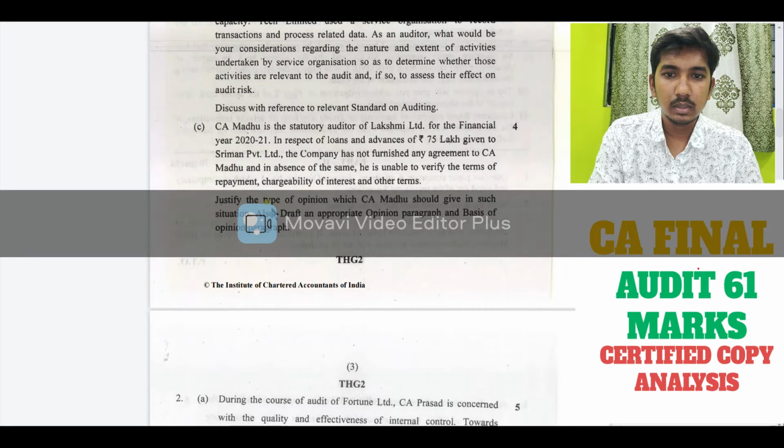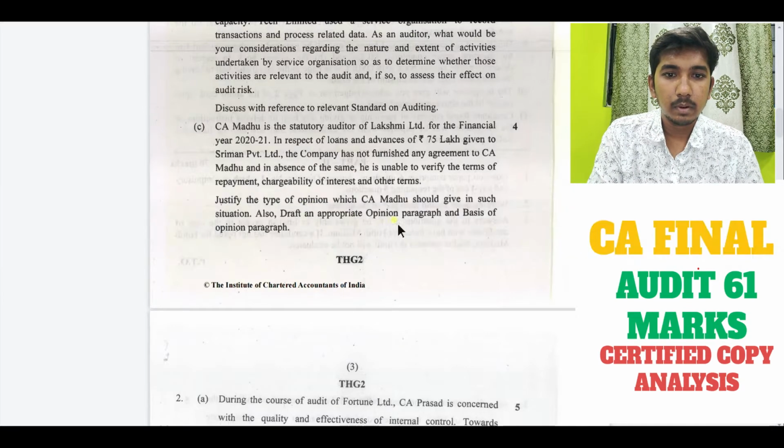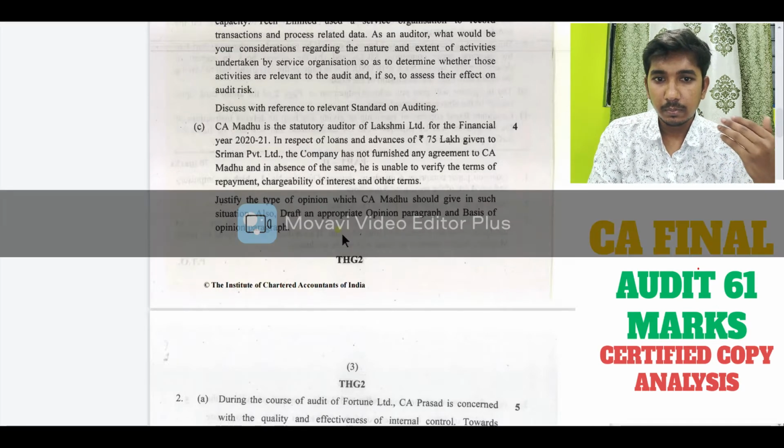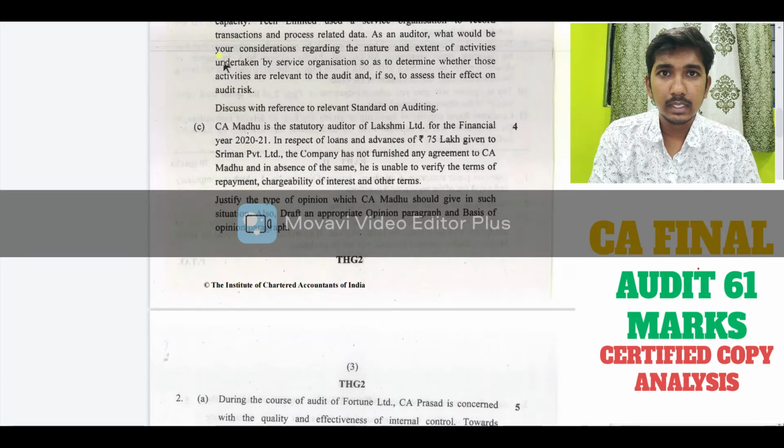So this is the keyword. The question is based on the type of opinion we should issue, and the question also asks us to draft an appropriate opinion paragraph and basis of opinion paragraph. So let us see how I have presented the answer.